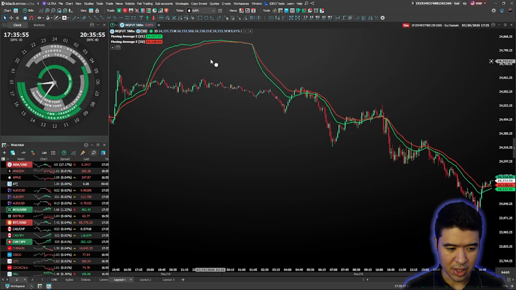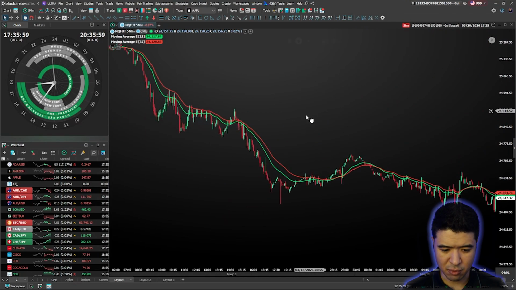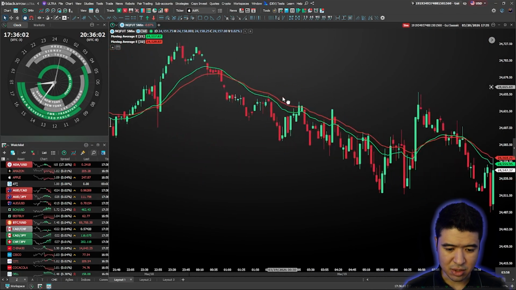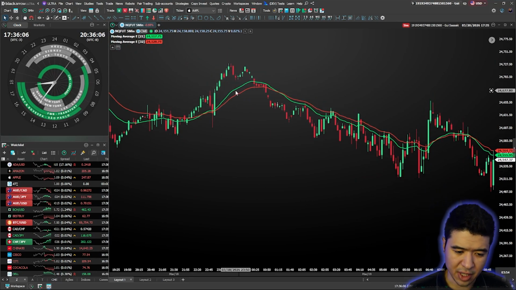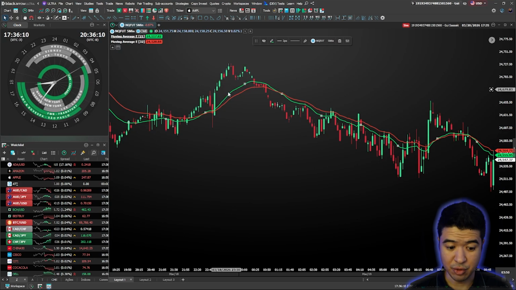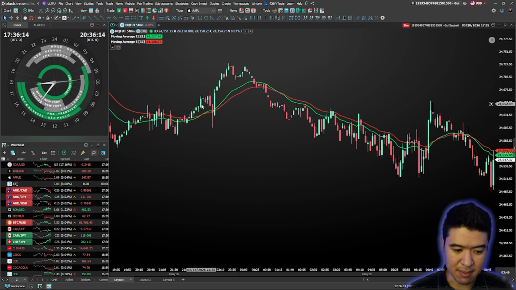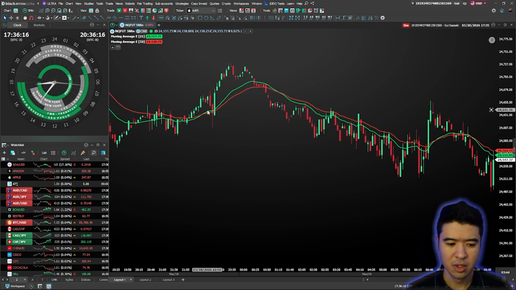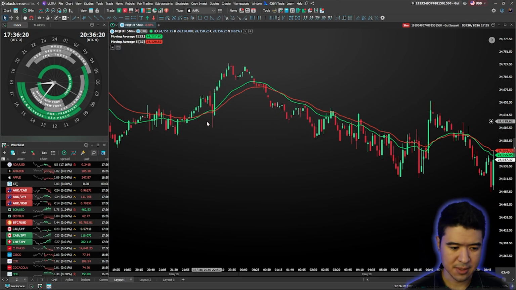So you can see that. Let's bring the chart a few moments back. You can see that sometimes the 21 moving average is going to be above the 32 moving average, which is the red one. When that happens, it means that the market is going up, so we are in a bullish trend. That's what it means.